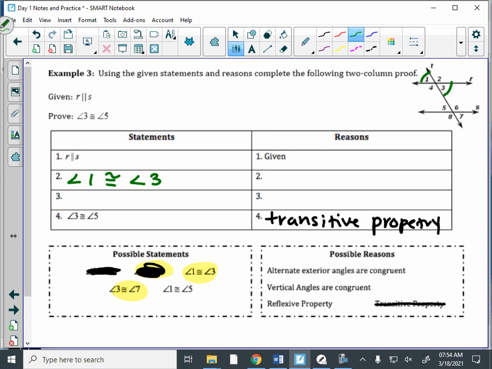Why are 1 and 3 congruent? Again, you just shout it out. They're vertical. Vertical angles are congruent. That's a reason, so I'm going to put it there.